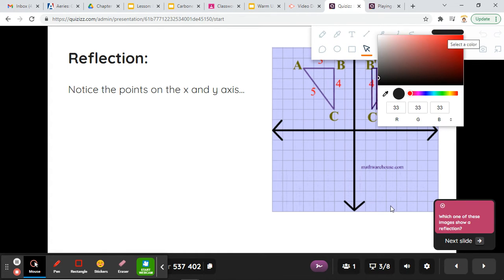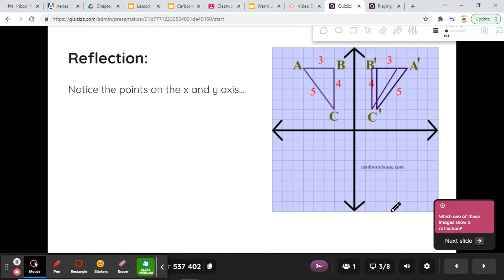So let's look at some of these points here. Let's notice the point A here. So the point A is 1, 2, 3, 4, 5 spots from our axis of symmetry. So that means the point A prime is going to also be 1, 2, 3, 4, 5 spots from this axis of symmetry. Same thing holds true for the B. The B is 1, 2 spots from the axis of symmetry. So my B prime is 1, 2 spots from the axis of symmetry. And lastly, the same holds true for our C. Our C is 1, 2 spots from the axis, so the C prime also has to be 1, 2 spots from the axis.